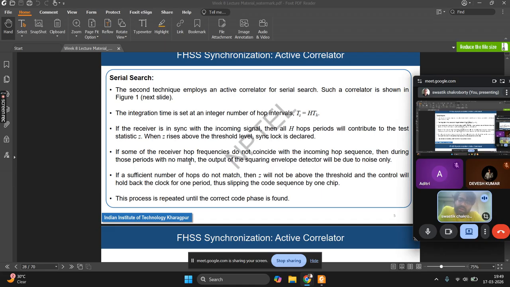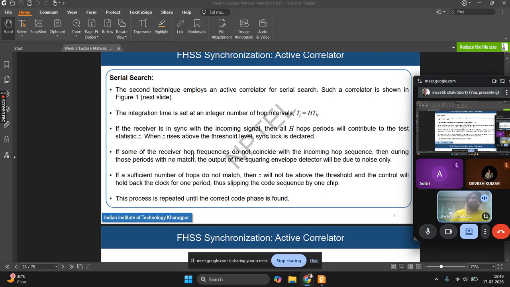If some of the receiver hop frequencies do not coincide with the incoming hop sequence, then during the periods of no match, the output of the squaring envelope detector will be only noise. So if a sufficient number of hops do not match, then Z will not be above the threshold and the control will hold back the clock for one period, thus slipping the code sequence by one chip. That is, there is a test statistic Z.